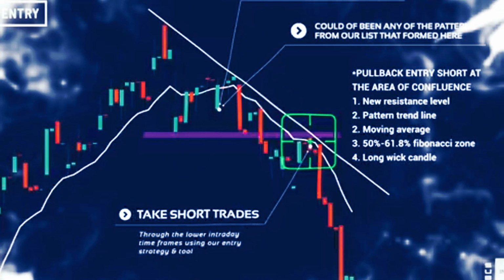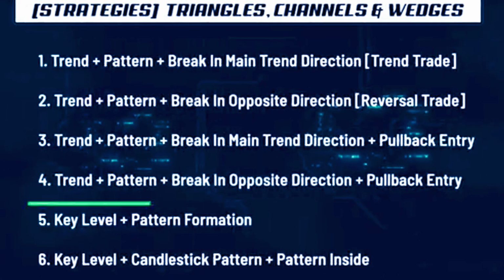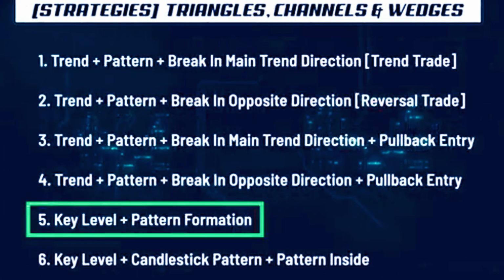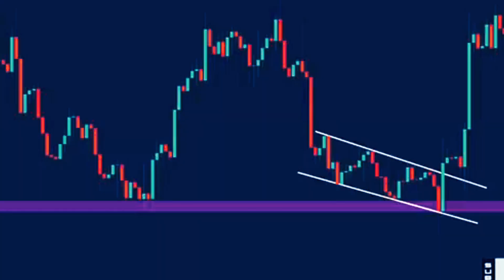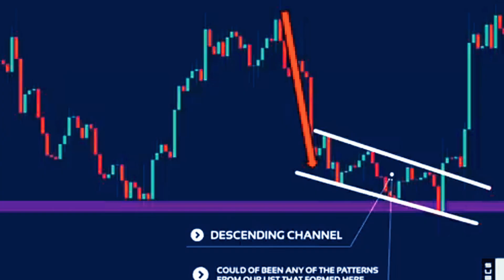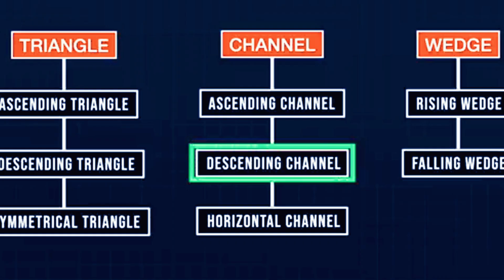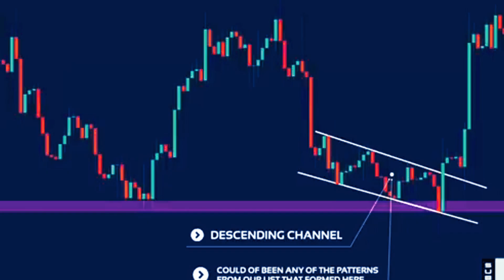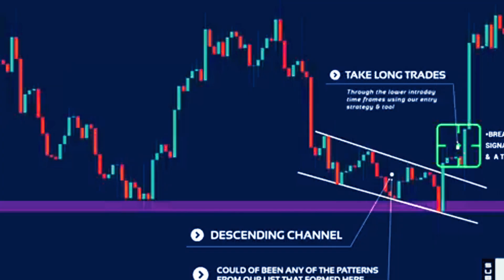and tool. Now moving on to the next variation, the pattern forming at a key level. You first identified a key level through this reversal point. Now as price came back down, you had a descending channel pattern form right at the key level. Again, it could have been any pattern from this list, but in this case, you had a descending channel form. Once price breaks above, the reversal is confirmed and you would take trade entries long.